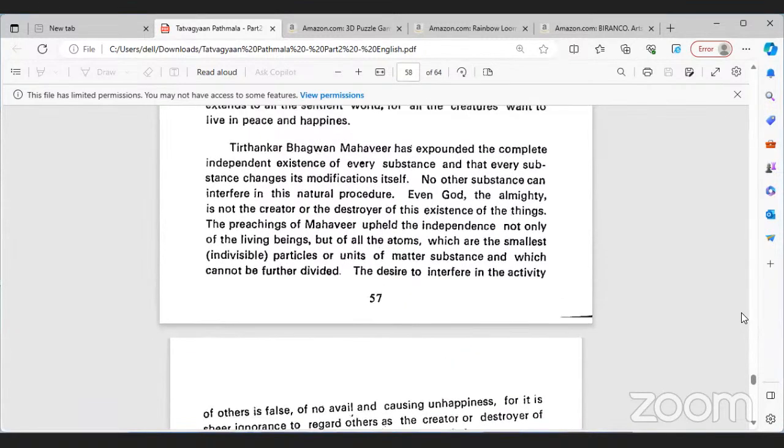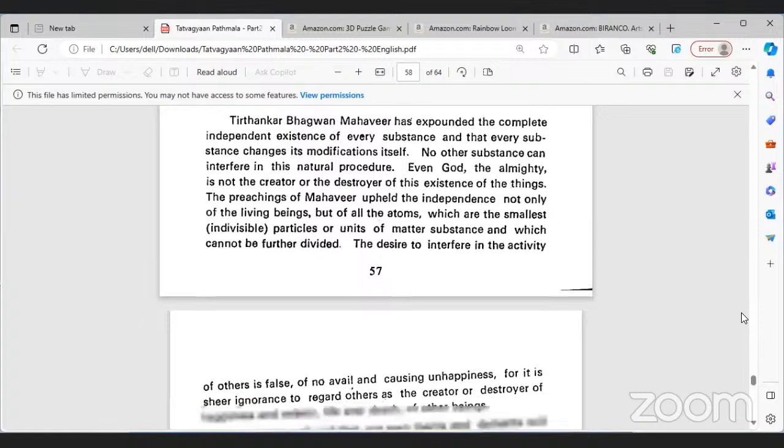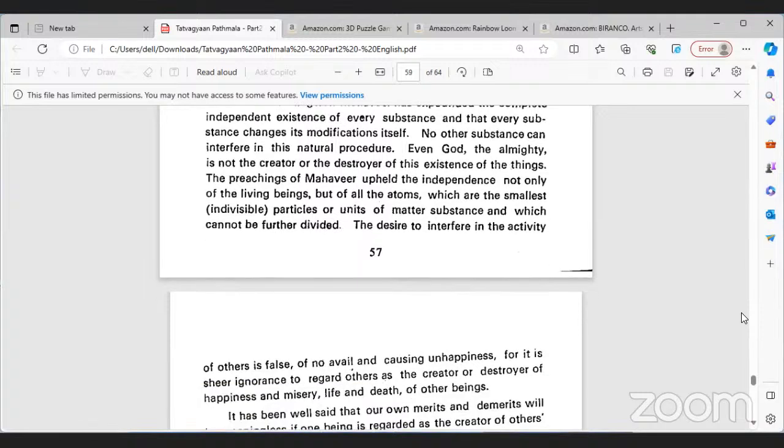Tirthankar Bhagwan Mahavir has expounded the complete independent existence of every substance, and every substance changes its modification itself. No other substance can interfere in this natural procedure. Even God, the Almighty, is not the creator or the destroyer of the existence of things. The preachings of Mahavir upheld the independence not only of the living beings but of all the atoms, which are the smallest, indivisible particles or units of matter, and which cannot be further divided.